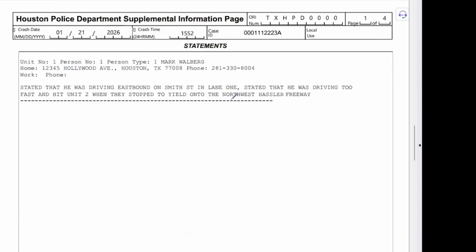Now, the way HPD do their reports is they have a separate page for each statement. In this case, we've got Mr. Wahlberg, whose phone number may be familiar to the true Houstonians among you, 281-330-8004. And this is the statement from Mr. Wahlberg. It's not verbatim. This is the officer just summarizing what Mr. Wahlberg said about how the crash happened. I've been doing this a long time, and I have seen some truly wild statements over the years. This one's pretty benign.